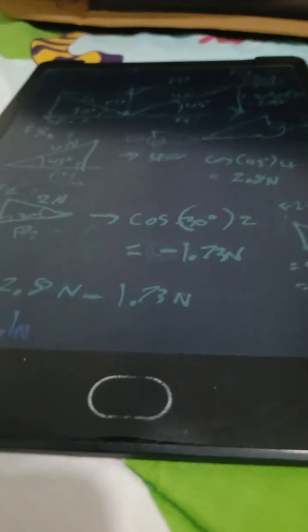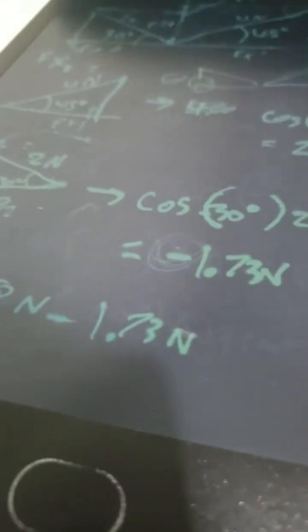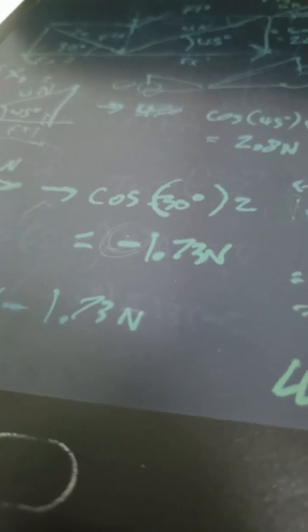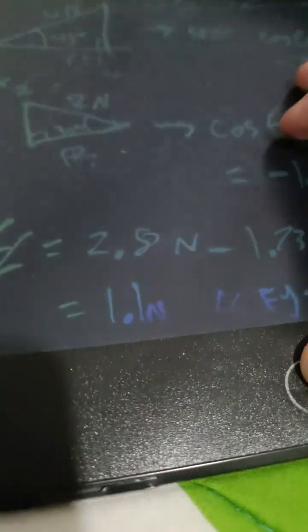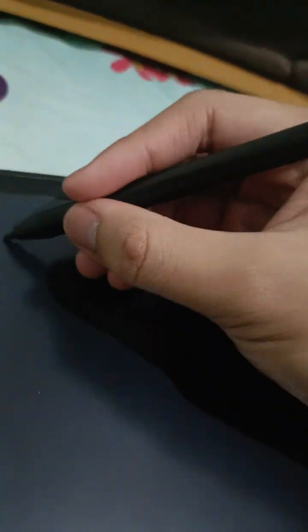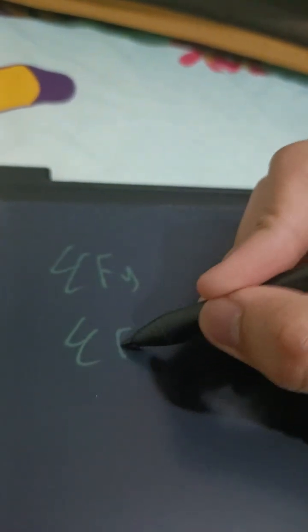We get 1. So the sigma of the fy, I scribbled it, hold on. Sigma of fy is gonna be 2.82 plus 1 is equal to 3.82. Right, you remember this, 3.82 and 1.1. Now 3.82 was sigma fy, 1.1 was sigma fx.